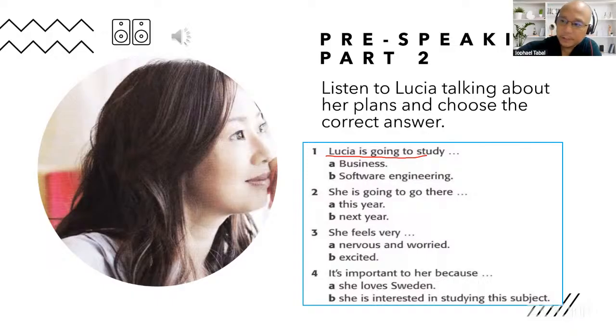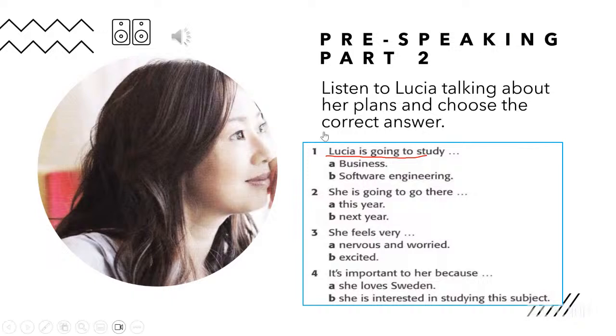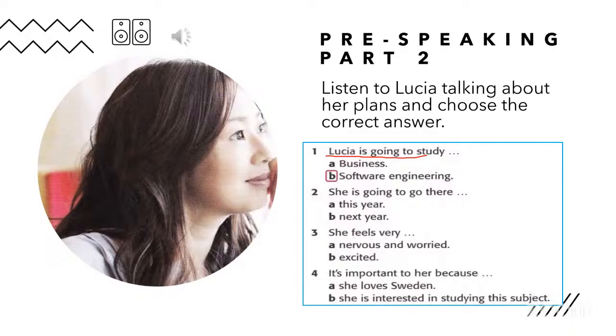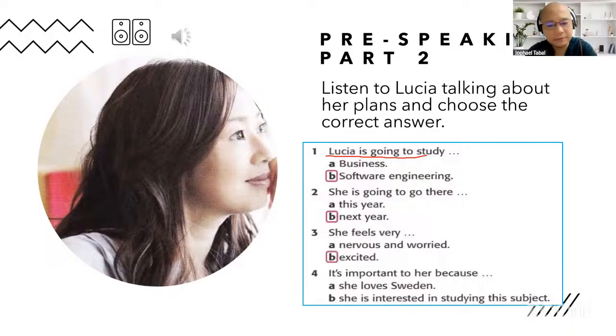Okay, so Tom, what's your answer here, Tom? Answer one is B. Okay, number two. Two is B. Three. Three is B. Okay, and number four. Four is B. Okay, she's interested in studying this subject.